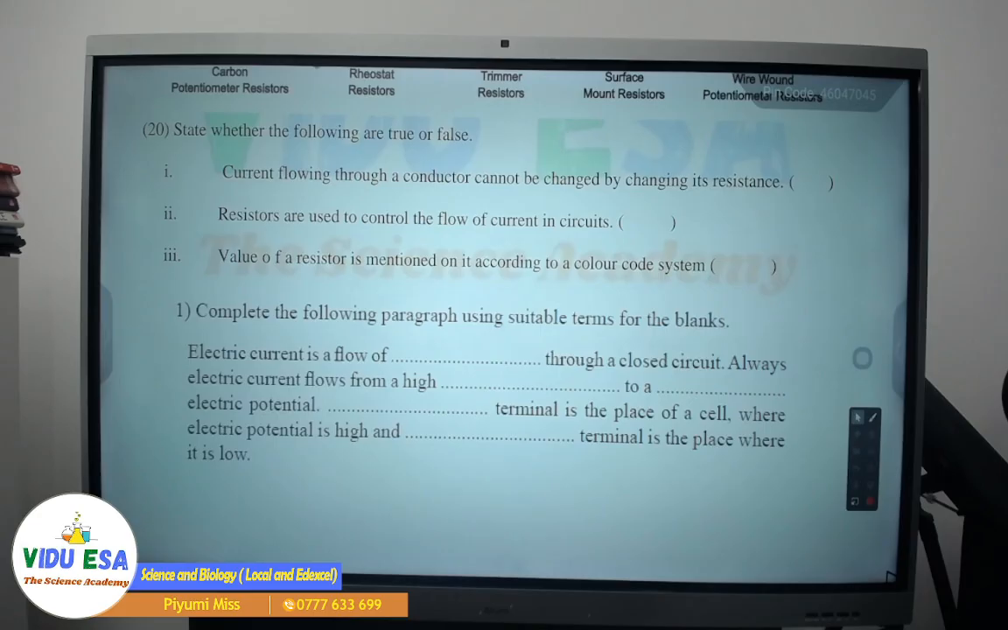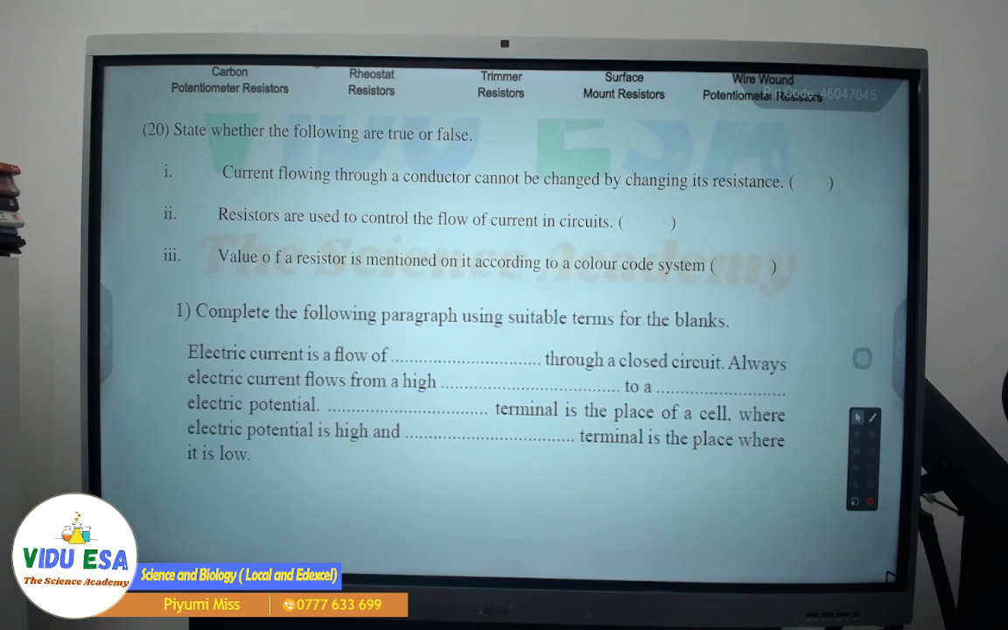What is the symbol of electric current? The symbol for electric current is I. Symbol of electric current is I.